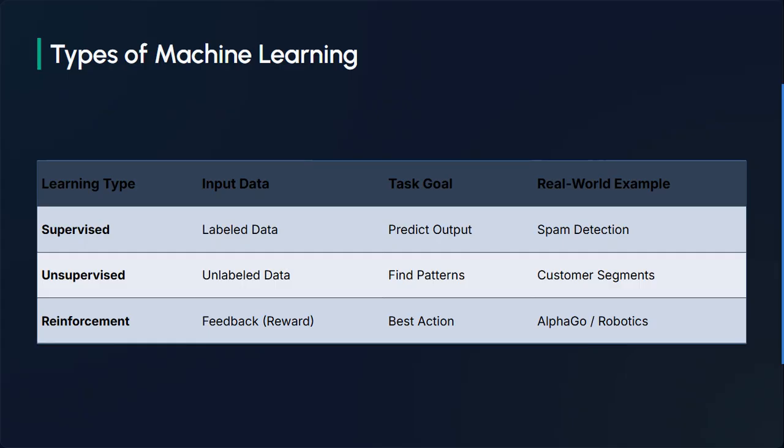There are three main types of machine learning models. First, supervised learning, second, unsupervised learning, and third, reinforcement learning. Supervised learning uses labeled data where the correct answers are already known to predict the output. Unsupervised learning works with unlabeled data and tries to find hidden patterns or groups. Third, reinforcement learning learns through trial and error by receiving rewards for good decisions. It is commonly used in robotics and games.